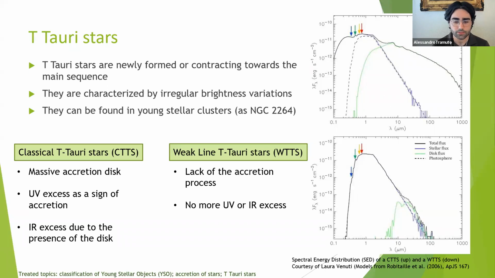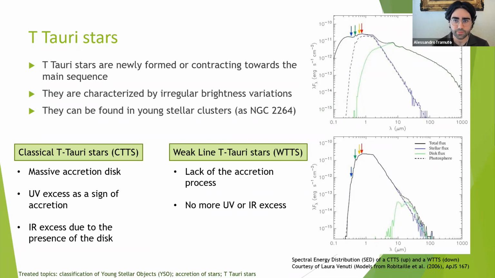You can study that with the light curves, and in particular they can be found in young stellar clusters, and in particular with NGC 2264, which is the one I studied, following the study of Venuti et al. 2014. In particular, these two plots on the right represent the spectral energy distribution, the upper one of a classical T-Tauri star, and the lower of a weak-line T-Tauri star.